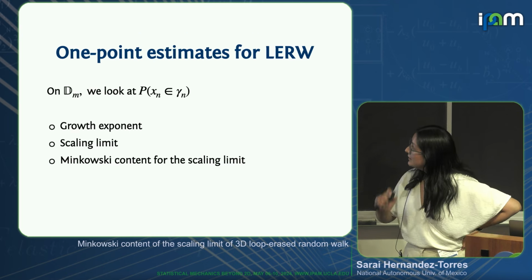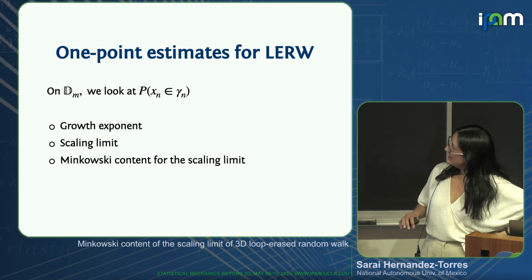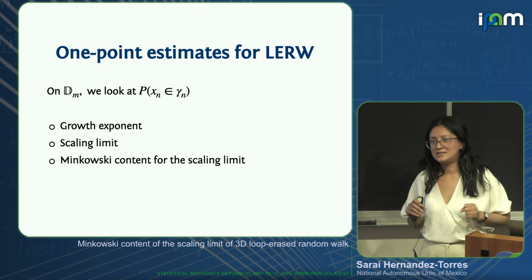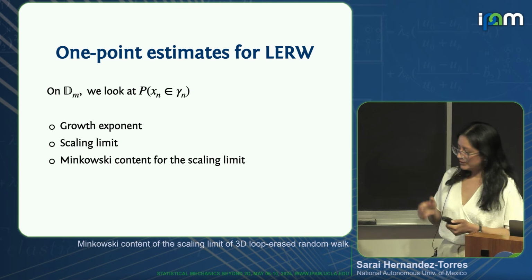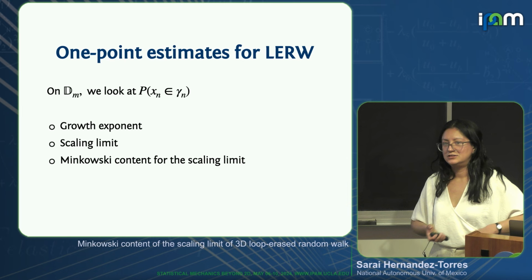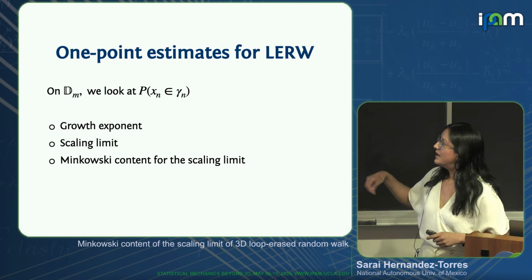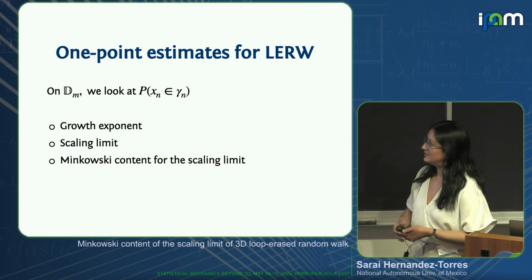As I was telling you in the beginning of this talk, we are going to look at 1-point estimates, and this is the probability that a particular vertex, in this case taking 1 point on the unit ball and then taking the closest point xn that actually belongs to the lattice.